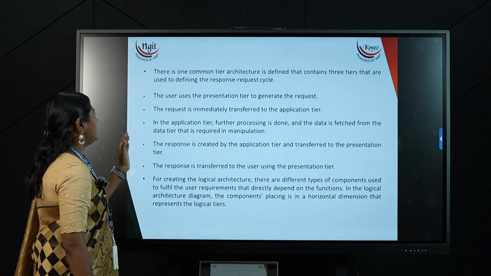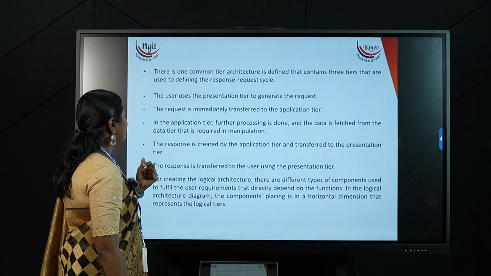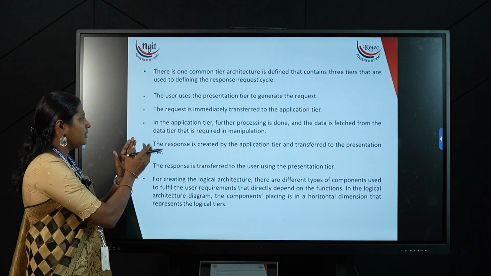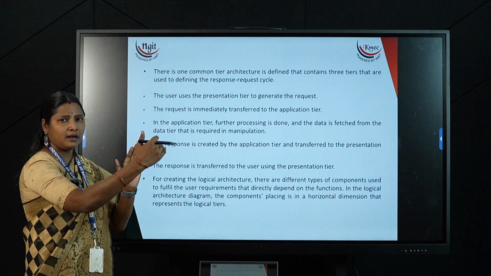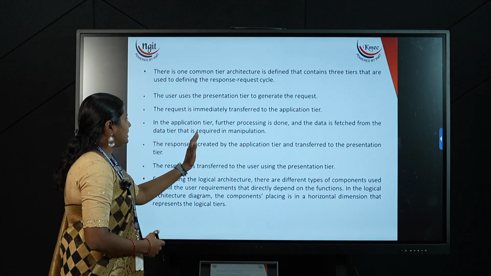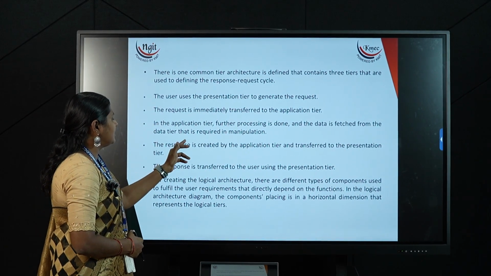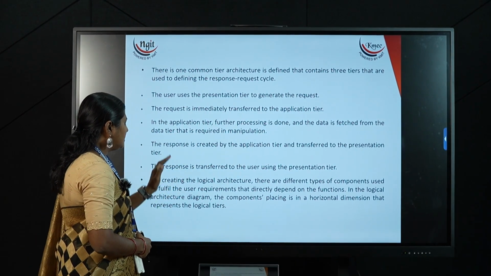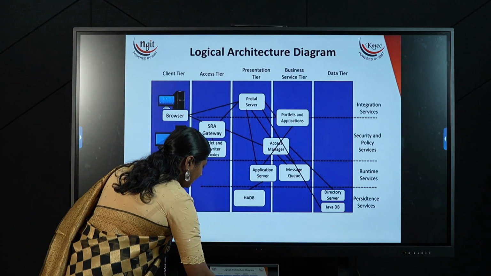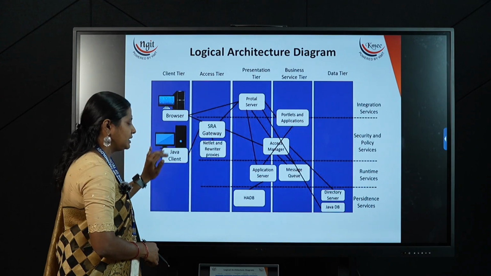Coming to that, the user uses the presentation tier to generate the request. The request is immediately transferred to the application tier. Here it is going to briefly define what exactly the external architecture is that we have discussed. In the application tier, further processing is done and the data that is required for manipulation is fetched from the data tier. So here we have to briefly define each and every tier, how they are communicating, and how the services are provided for each and every tier.